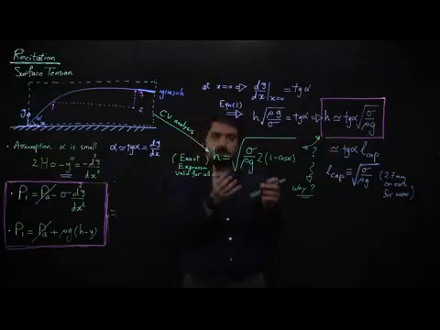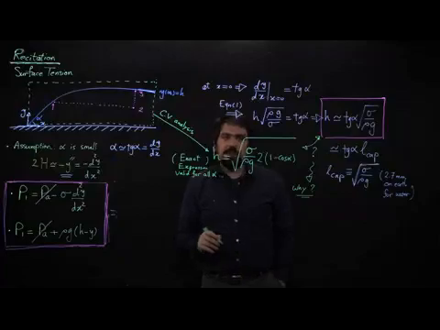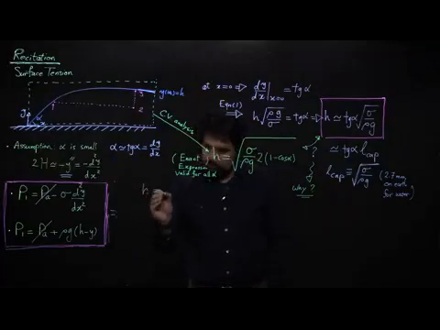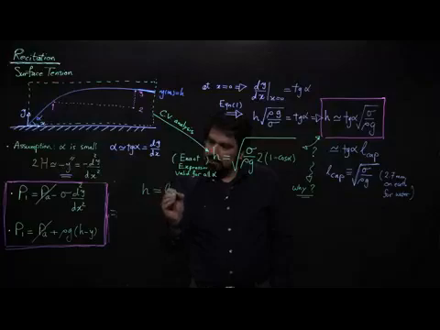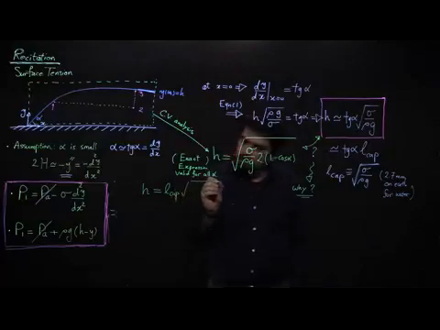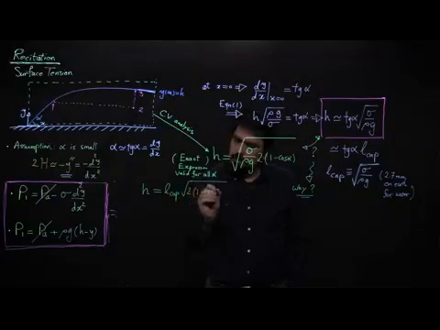And it was this expression: a square root of sigma over rho g multiplied by 2 times 1 minus cosine of alpha, which can be rewritten as h being equal to, again, I can bring the square root of sigma over rho g out as a capillary length, and the rest would be inside the square root, which is 2 times 1 minus cosine of alpha.